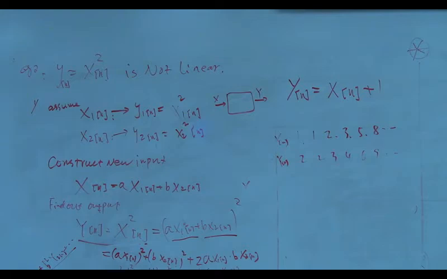No, this one is the input. This is your input. You just add one. Why do you already add two? Because the system just adds one. You don't add two. Okay. You add two, you're thinking about here.